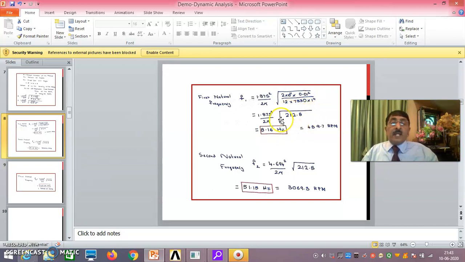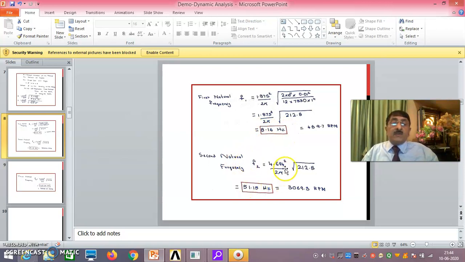In that way, the first natural frequency is 1.875 squared by 2 pi, into 212.8, which gives 8.16 hertz or 489.7 RPM. This you have to prove using Ansys. The same thing you should get for the first natural frequency.